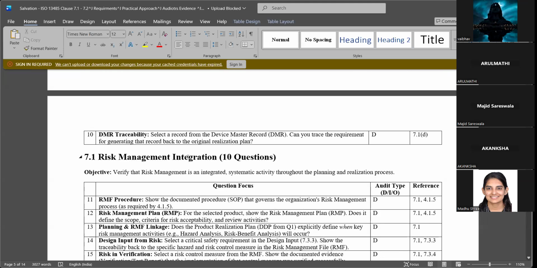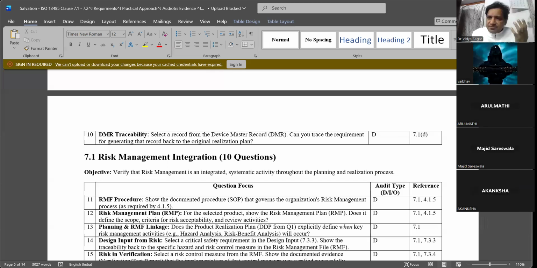So you need to integrate risk management in all clauses of ISO 13485, and most importantly, in product realization. As I said, product realization is the real thing, the crux of the things happening in QMS, that is production. Again, I'm repeating: design and development, purchasing, and monitoring and measurement controls.